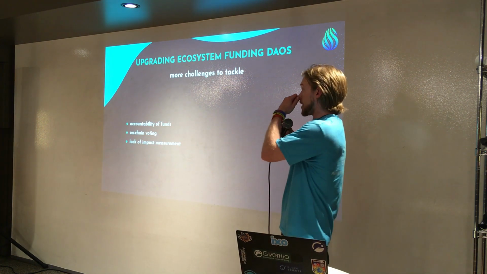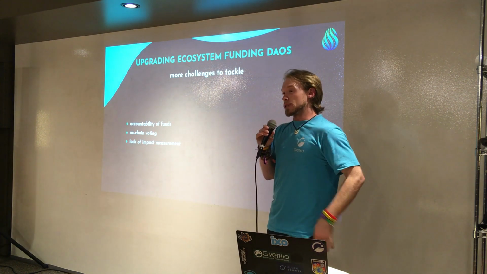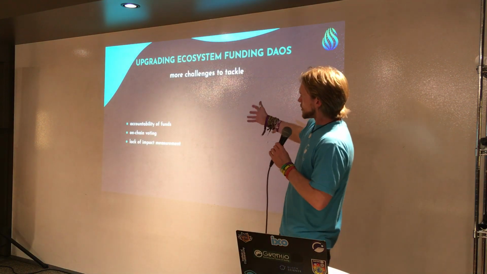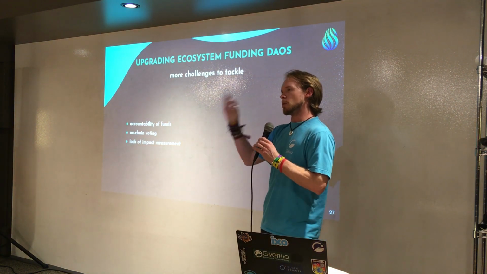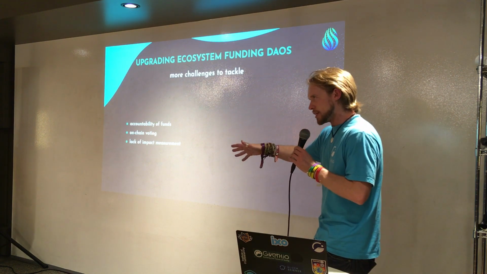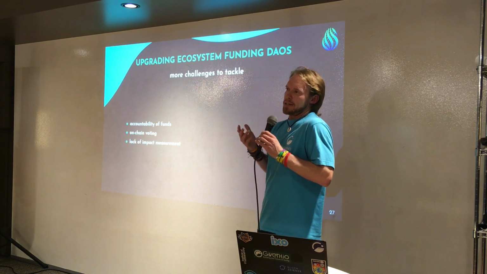And there are a few other challenges in ecosystem funding DAOs that are more or less well known. I mean, on-chain voting is a difficult issue. We have UX issues, we have voter apathy, and the accountability of funds as well. Today in ecosystem funding DAOs, when someone applies for funds, it's granted, the money is sent, and they may take off to Mexico.